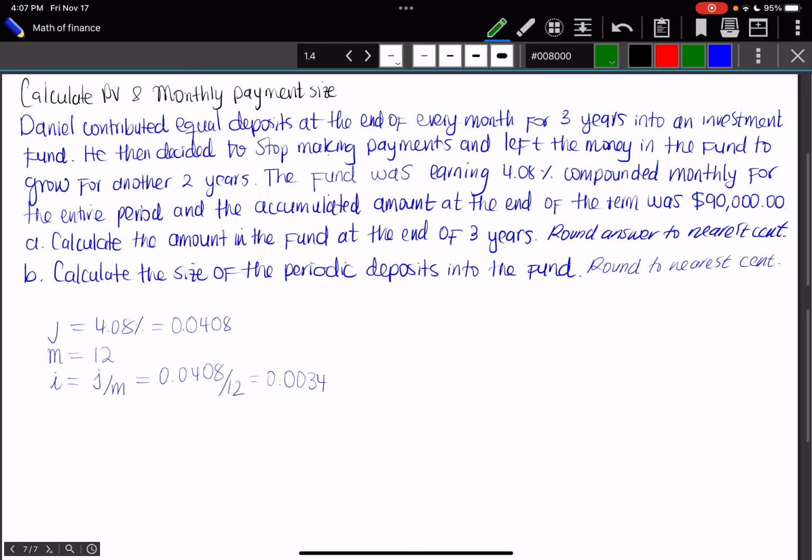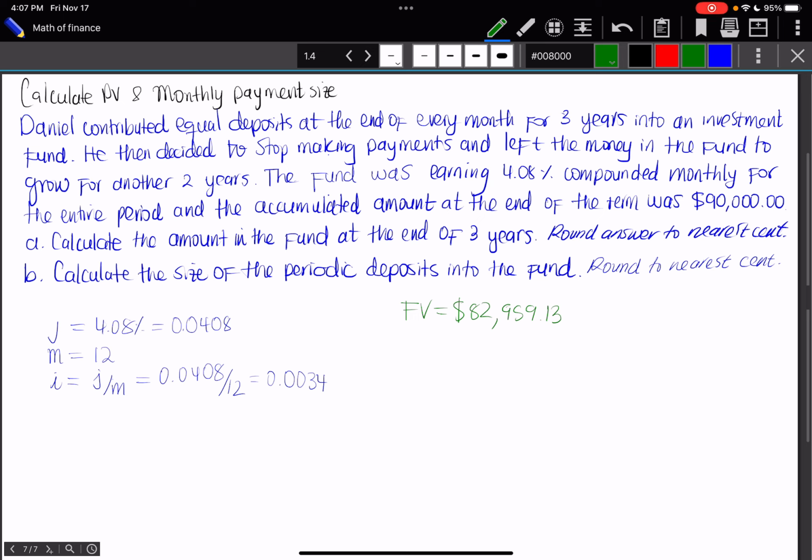Now, the type of annuity that we have, we can say that after the 3 years, the future value of the annuity is the value we just found, the amount in the fund at the end of the 3 years. So we have about $82,959.13.